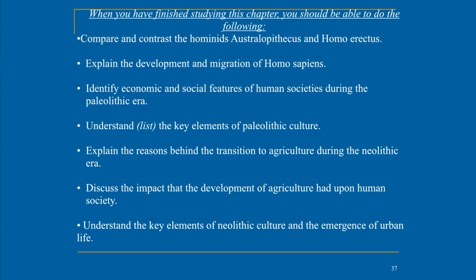Explain the reasons behind the transition to agriculture during the Neolithic era. Why do people start planting stuff instead of wandering around looking for stuff? Discuss the impact that the development of agriculture had upon human society. How is agriculture a revolution? We talked about it in the very first slide. Why is agriculture a revolution? How did that change the world as we know it? And understand the key elements of Neolithic culture and the emergence of urban life. How did Neolithic culture lead to cities, basically?